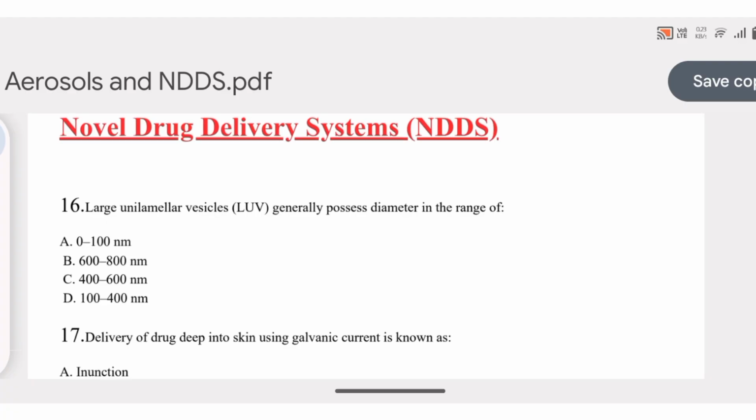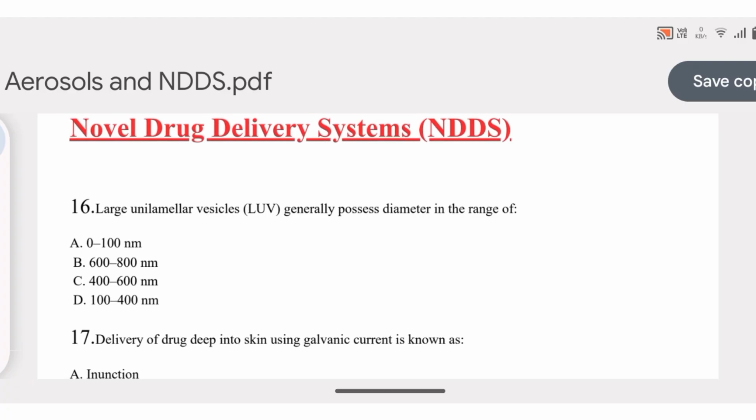Okay, so the first question is: large unilamellar vesicles generally possess a diameter in the range of. Remember, it is related to the novel drug delivery system, so the dosage form particle size should be optimum or minimum, which can reach targeted drug therapy. So the right answer will be option D, which is 100 to 400 nanometer.